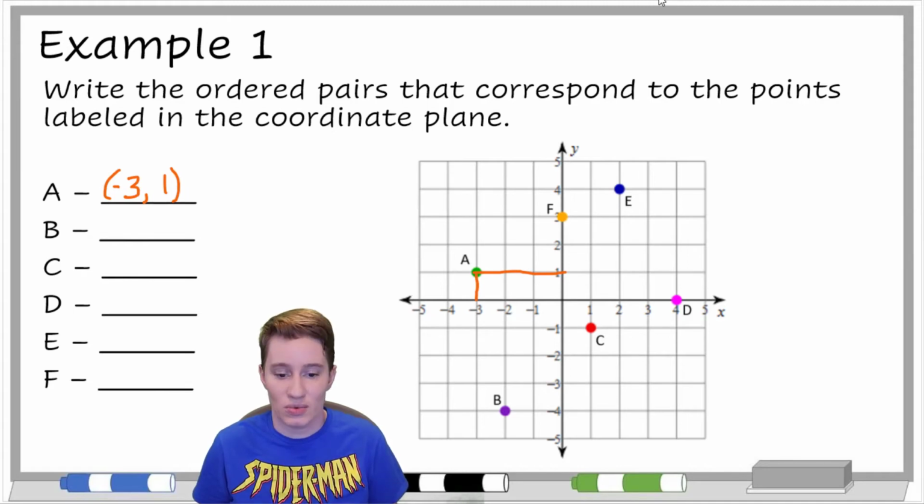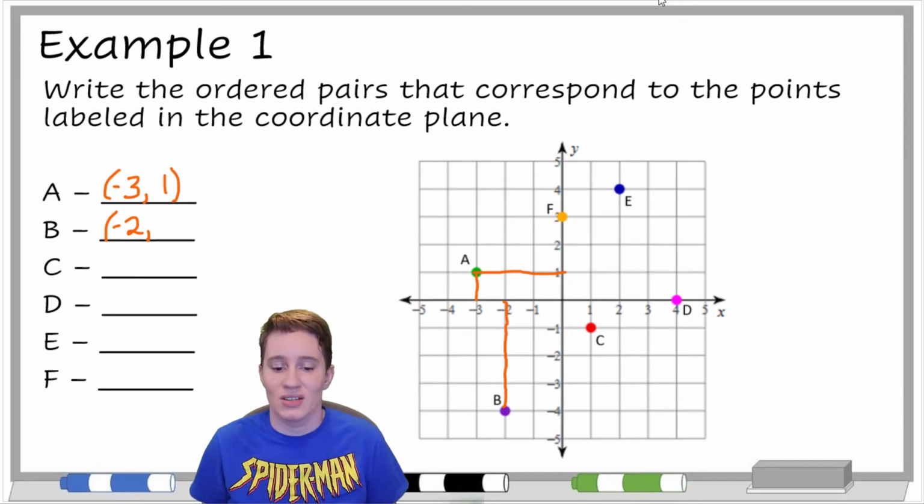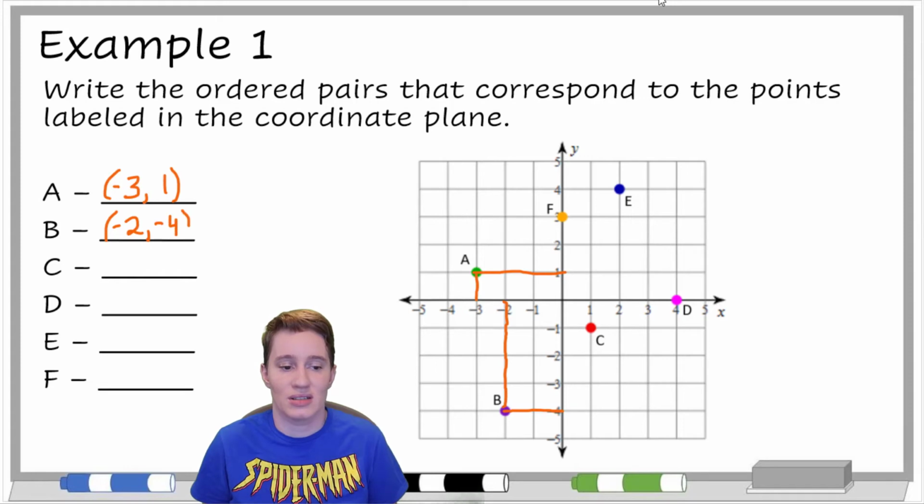Let's do point B, which is this purple point down here. So let's look at the left and the right. This one goes left to -2. That's the first part of my point. And then we look at the up and down. It looks like this is down to -4 on the y-axis. So our answer is -2, comma, -4.